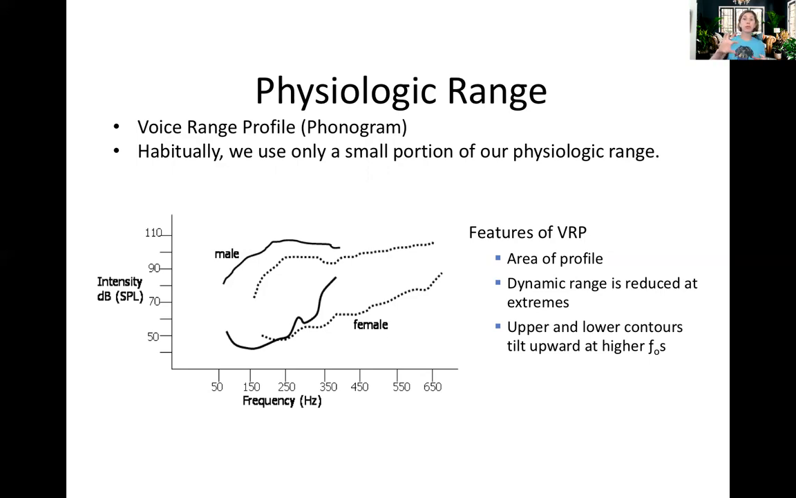The upper contour represents the maximum intensity at each frequency, and the lower contour represents the minimum intensity at each frequency. And so when you're looking at the overall area enclosed in those upper and lower contours, the wider the area, the more flexible your voice is, both in terms of intensity and pitch. The dynamic range is reduced at the upper and lower extremes and is usually widest around the mid-frequency range.